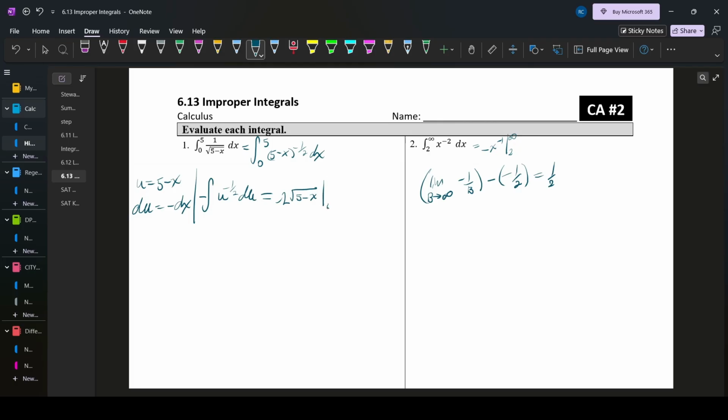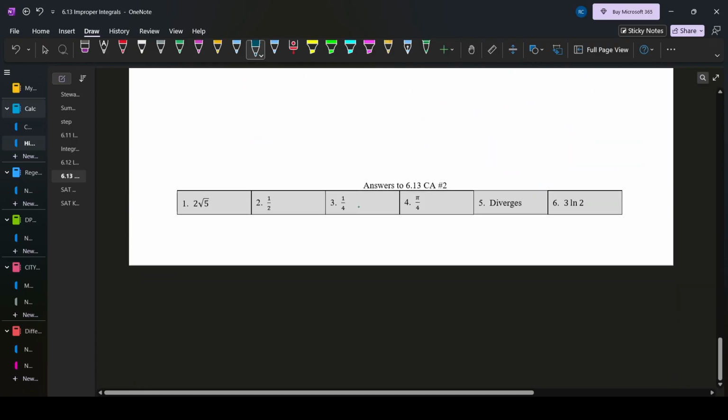Now we're going to plug in our values 0 to 5 and substitute. So the first value, negative 2 times the square root of 5 minus 5, minus negative 2 times the square root of 5 minus 0. Okay, 5 minus 5 is 0, so this entire term cancels out. Here we have a minus minus, so this becomes positive. 5 minus 0 is 5, so we have 2 root 5 as our solution. Let's check the answer key. Yeah, 2 root 5.